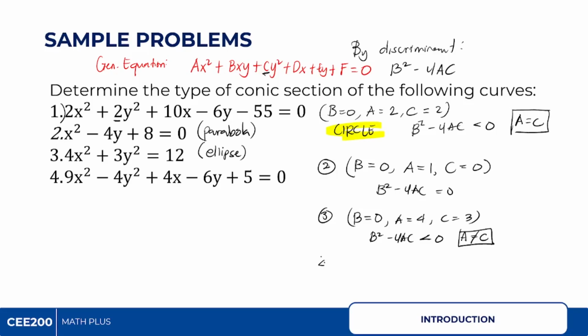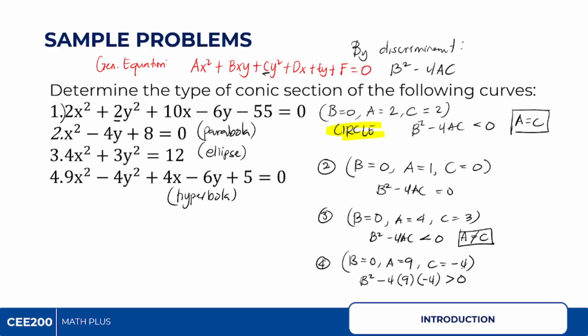So for the last one, what is our B? Zero. 0 pa rin. Yung A natin, 9. Yung C natin, negative 4. Okay, you need to include the sign, no? So, B squared, 0 squared, minus 4 times 9 times negative 4. Obviously, that is greater than 0. That is a positive value kasi negative times negative, magiging positive yan. So, positive value yan, that is what we call hyperbola. Okay? Kuha ba?